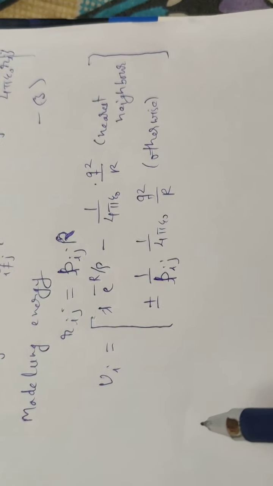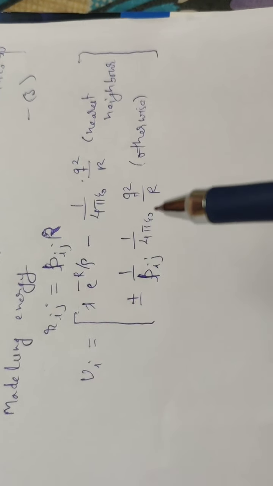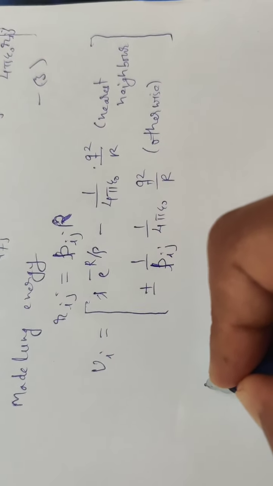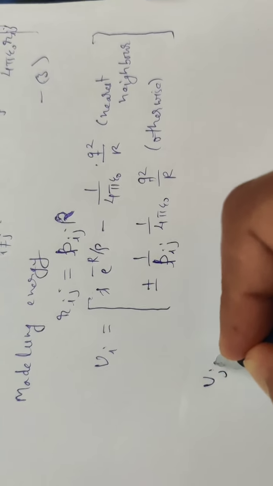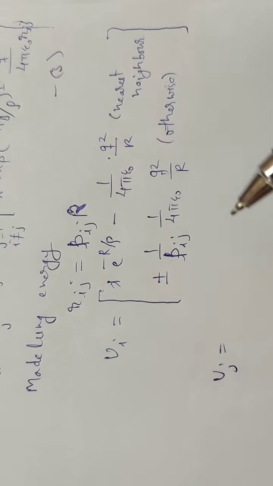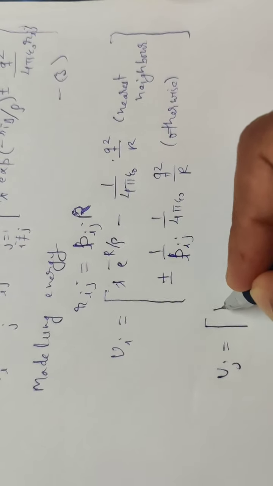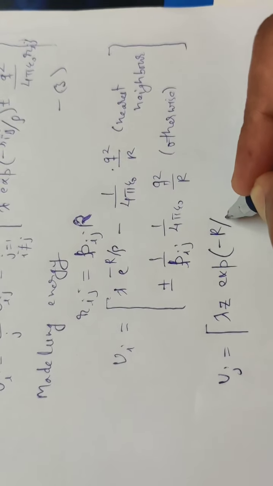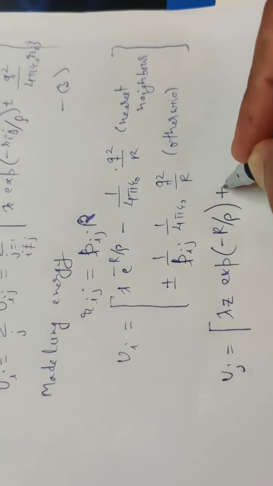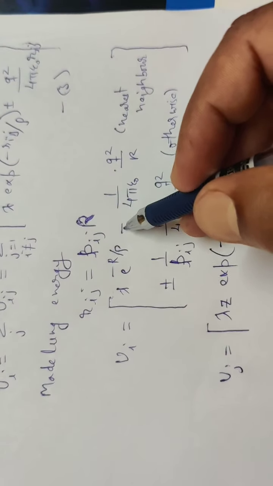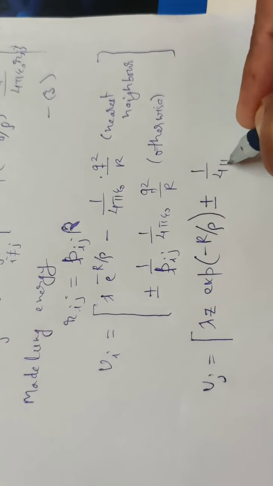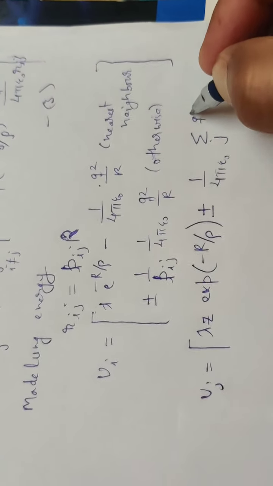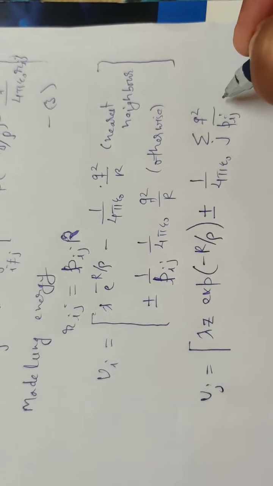So now if we include the repulsive interaction among the nearest neighbors, and if we have Z number of nearest neighbors for the ith ion, because from the beginning I am taking it as the reference ion, this will be lambda Z exponential minus R upon rho, plus or minus, now plus is for repulsion, here it was only for attraction, 1 by 4 pi epsilon naught, sigma over j of q squared over Pij R.